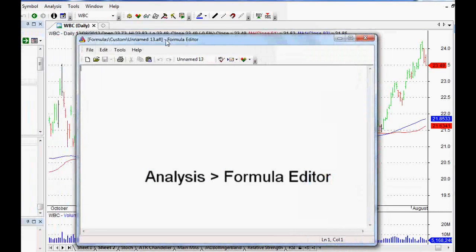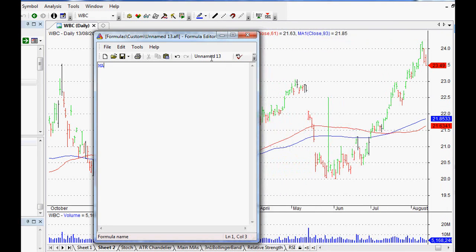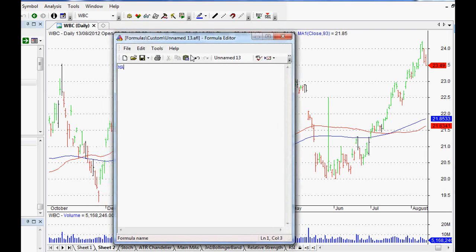Going to Analysis and Formula Editor, what we need to do first is just set up our moving average. And to do that, it's just MA. Now when we do MA, it turns blue, which is really great, and that means that Amibroker recognizes it and that we can also open up our bracket and it will tell us what it's expecting. So what we want is just the closing price, and we'll set up our first one, which is 61 days, and we'll close the bracket and close off the line with a semicolon. We'll do another one as well, which is another moving average of the closing price, and 93 days.